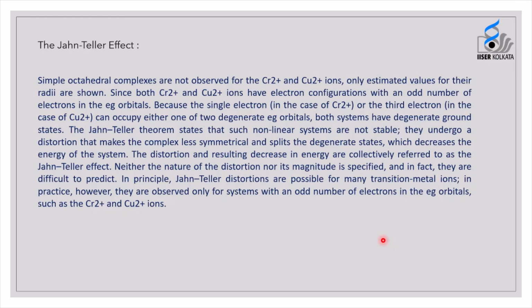In principle, Jahn-Teller distortions are possible for many transition metal ions. In practice, however, they are observed only for systems with an odd number of electrons in the eg orbitals, such as Cr2+ and Cu2+ ions. So basically what is happening here is that there is an electron remaining after filling all the orbitals, and that electron is free to go into either of the two degenerate eg orbitals. The degeneracy breaks further for further stabilization, and this effect is known as the Jahn-Teller effect.